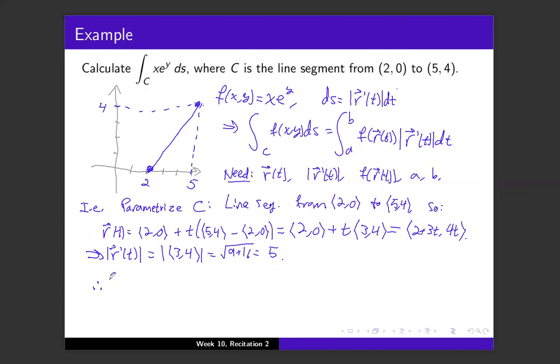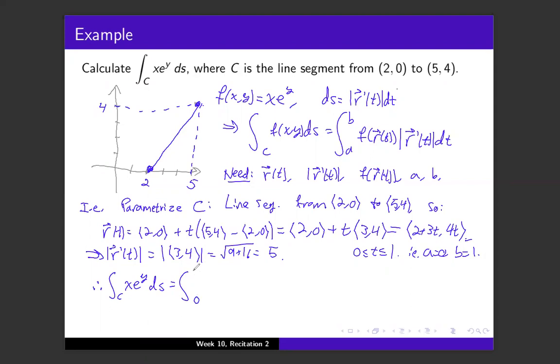So that gives us that the integral that we want, the integral over C of x e to the y ds, what does that come out to? Important other point here, by the way: this standard parameterization works for t between 0 and 1. So in other words, that tells us that a is 0 and b is 1. Forgot to point that out.